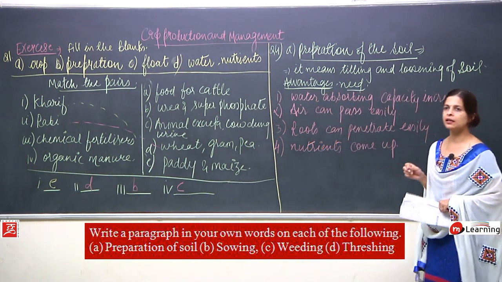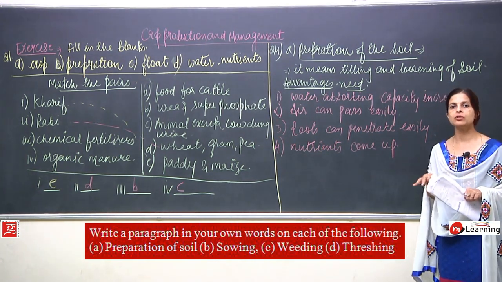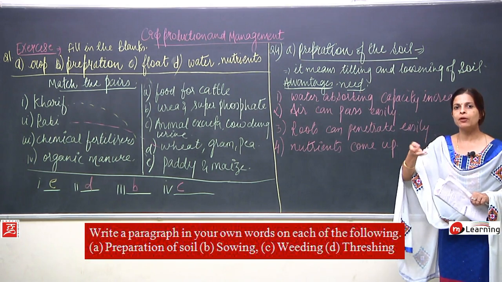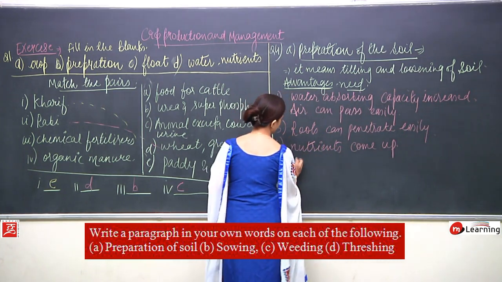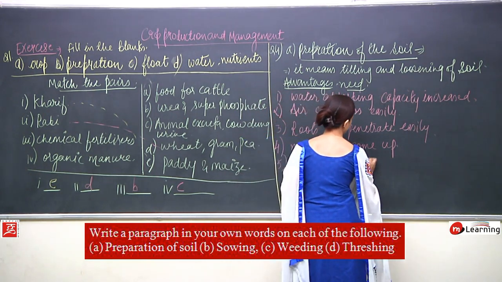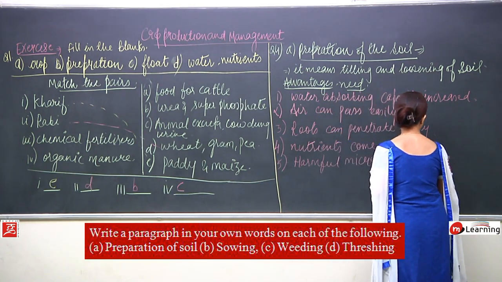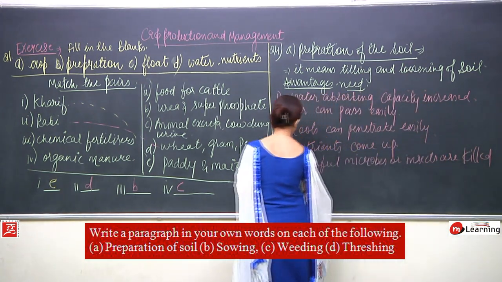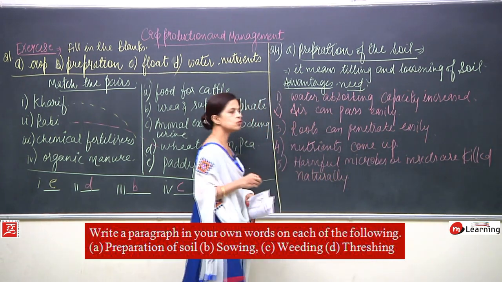And you know, the pests, the insects, the harmful microbes which are present below the soil get naturally destroyed, because in the process of tilling they come up, and then the sunlight falls on them. So the harmful microbes or insects are killed naturally. Okay. So much is there to write about.